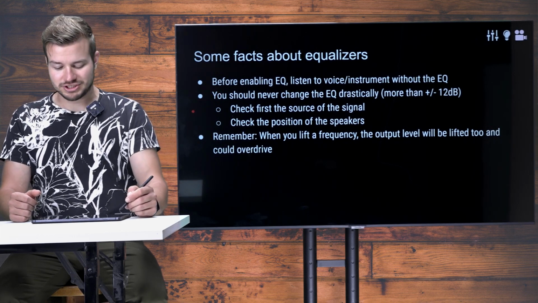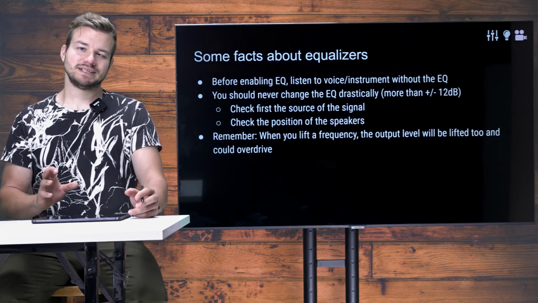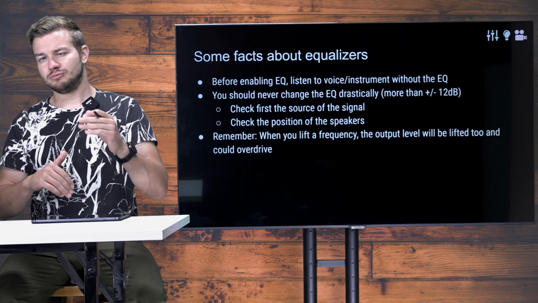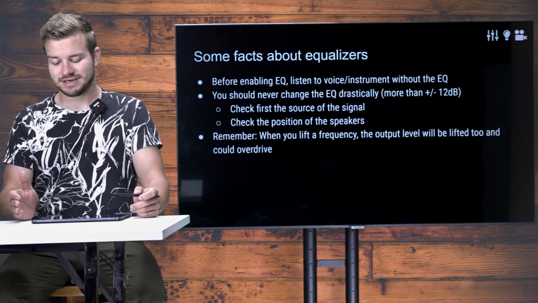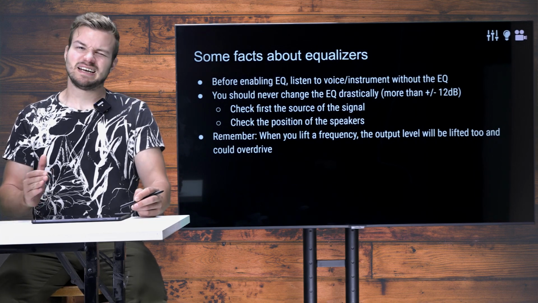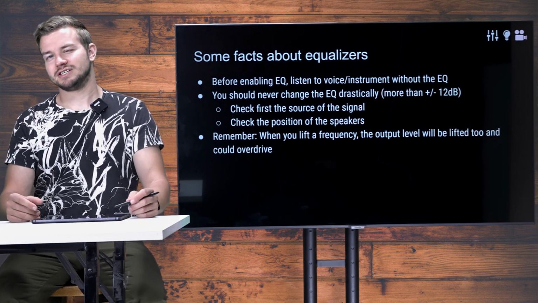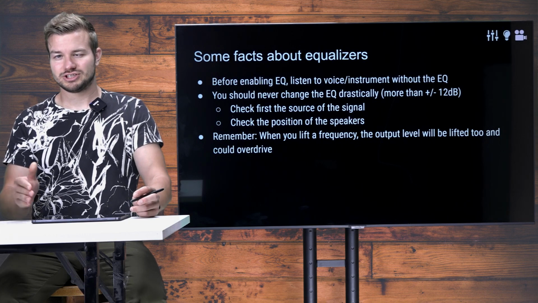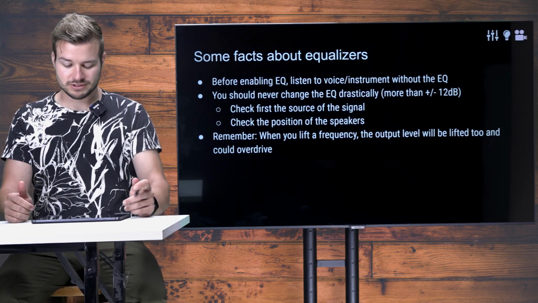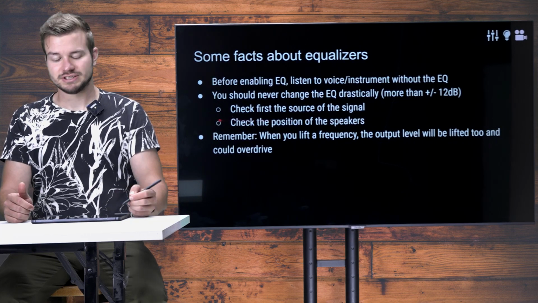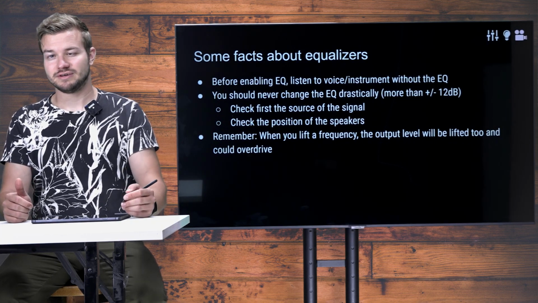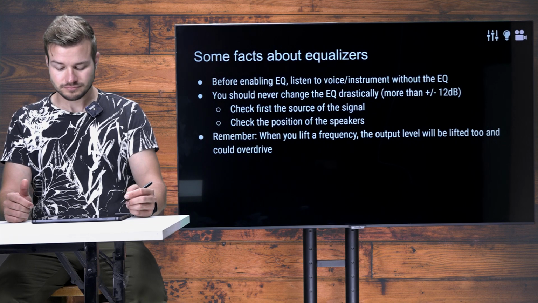Number 2, you should never change the EQ drastically. If you have to change the EQ more than plus or minus 12 dB, that might be too much. We just do fine adjustments with EQ and don't change it too much. So again, check first the source of the signal, and check the position of the speakers if you feel you have to adjust the EQ too much.